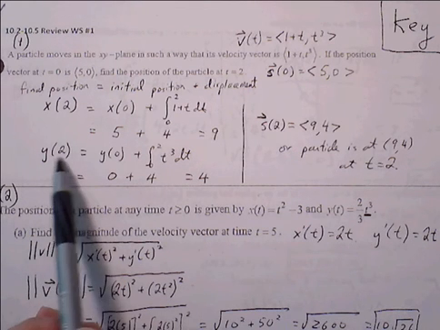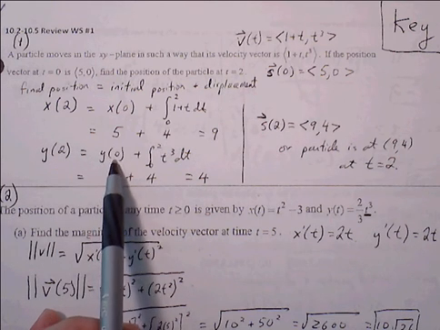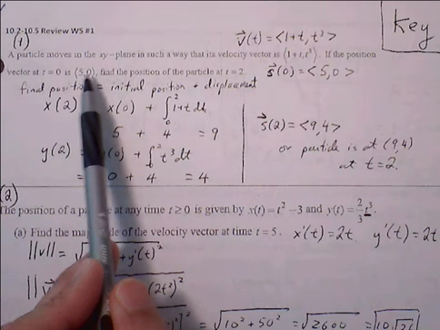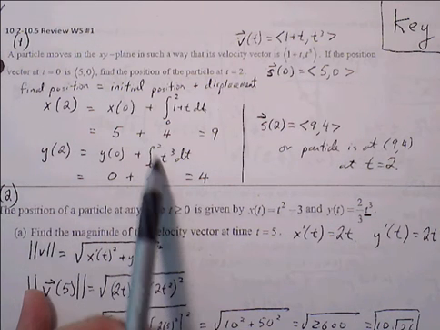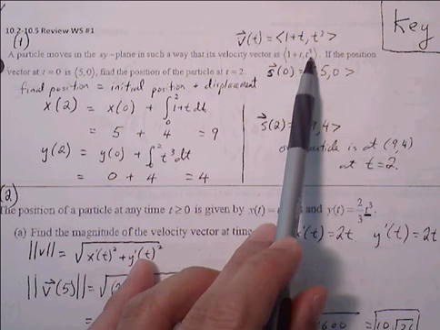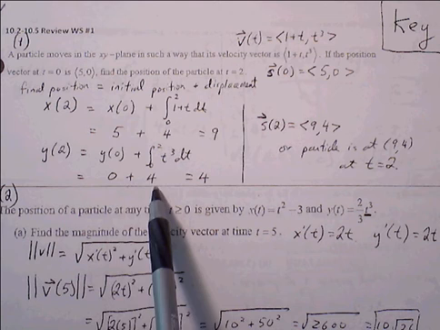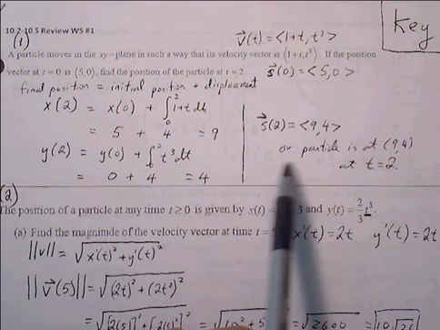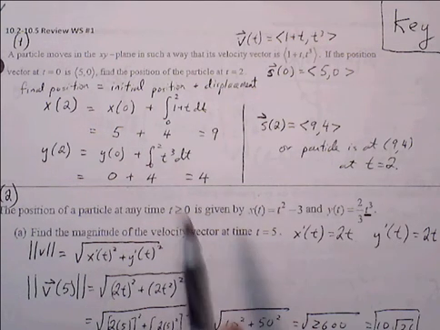The y coordinate, y of 2, we have to go back to what's given to us. We are given the initial position, so the y value is at 0. So y of 0 plus the definite integral from 0 to 2 of the vertical displacement, okay, integral of t cubed from 0 to 2. So work this through, that will also give us 4, so then 0 plus 4 is equal to 4. So our ordered pair will be (9, 4) when t is equal to 2.